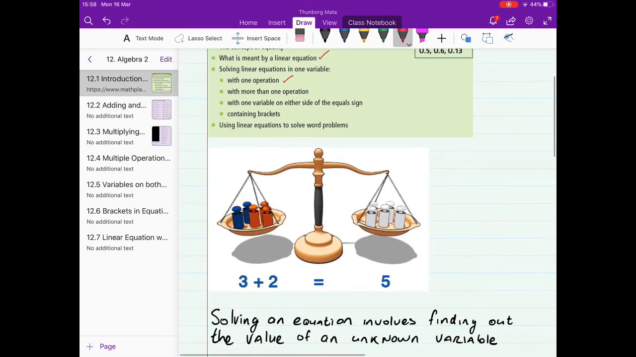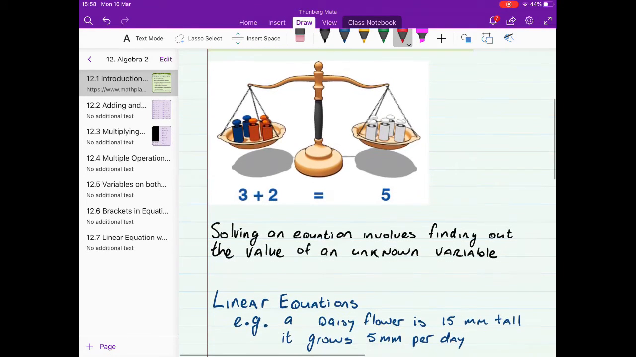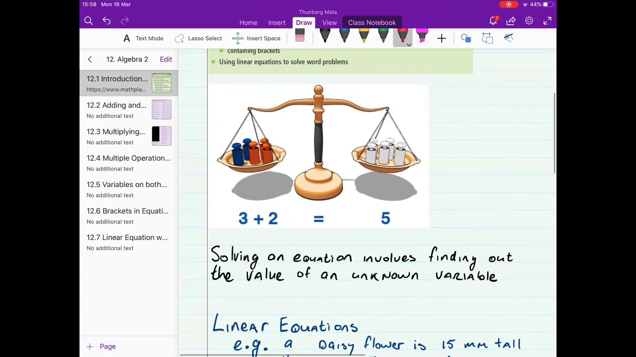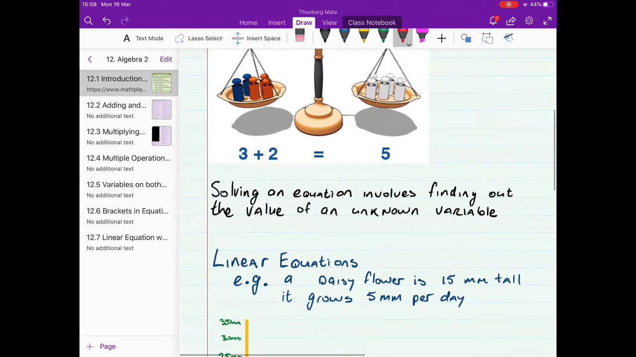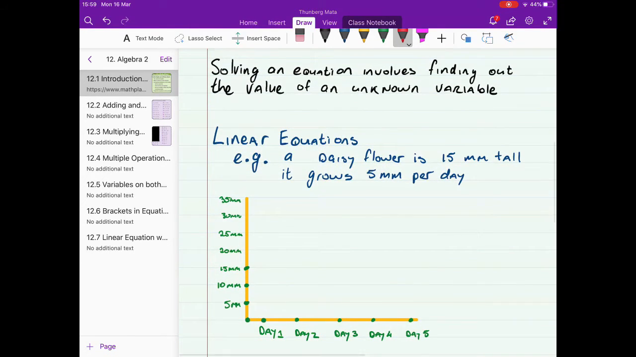So solving an equation involves finding out the value of an unknown variable. Usually we'll have ones that involve algebra. Now, linear equations, we'll see them referenced throughout the chapter. To give an example of one, something that could be represented by a linear equation could include a daisy flower that is 15 millimeters tall, and it grows 5 millimeters per day.